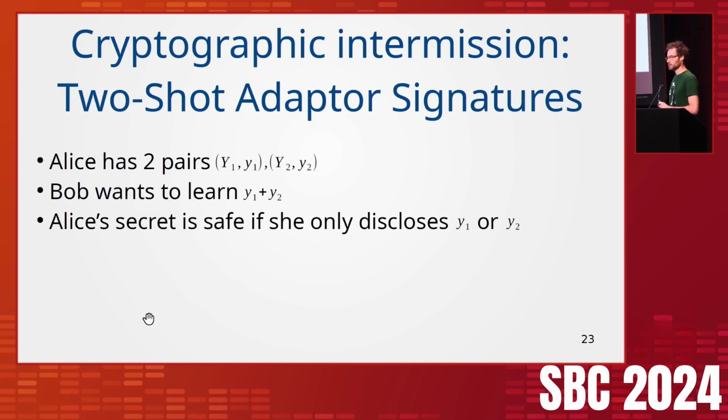In our setting, we use an extension of adapter signatures, which is a very simple modification. Instead of Alice having just one pair, she comes up with two pairs. And the secret that Bob wants to learn is the sum of the two secrets, the sum of the two witnesses. If Bob learns only one of the two witnesses, but not both, then Alice's secret is safe, because the other half cannot be computed by Bob. Let's see how we will exploit this to offer security to the operator now.